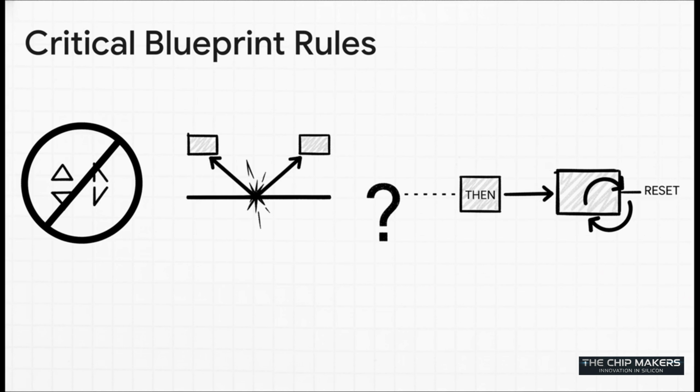Never try to have two different blocks drive the same wire. That's a physical short circuit. In your brain's logic, every if statement has to have an else. If you don't, the blueprint is incomplete, and the tools might create a weird unintended memory element called a latch, which causes all sorts of problems. And finally, always give your memory a reset signal so the chip boots up in a clean, predictable state.